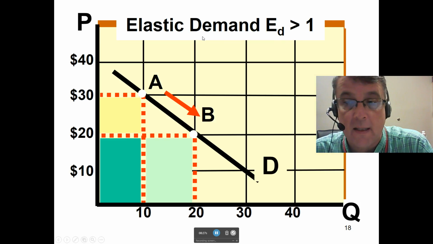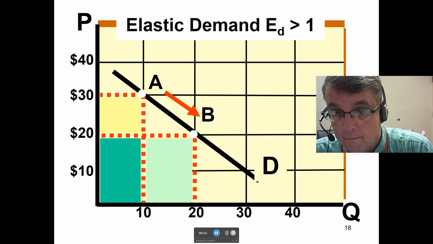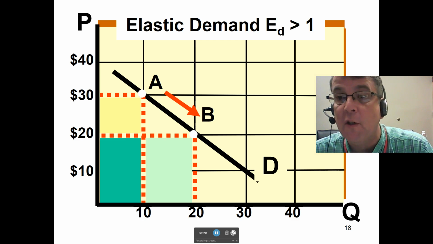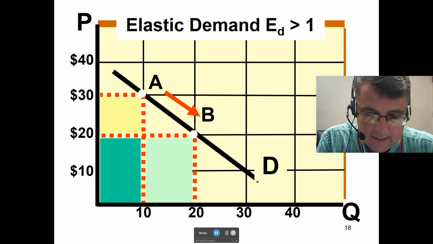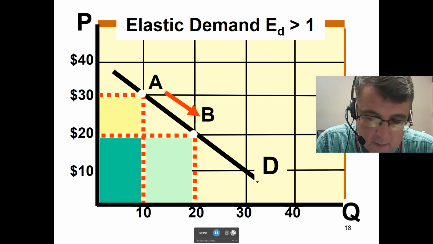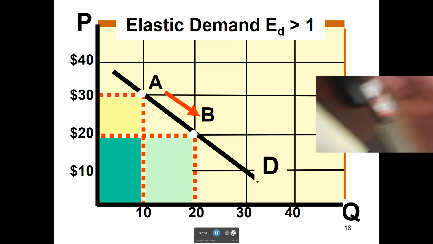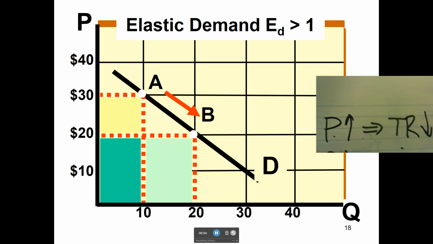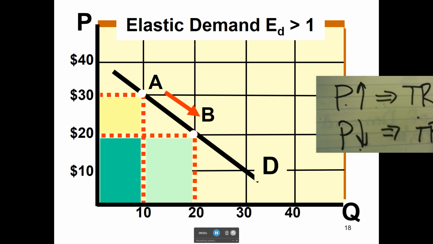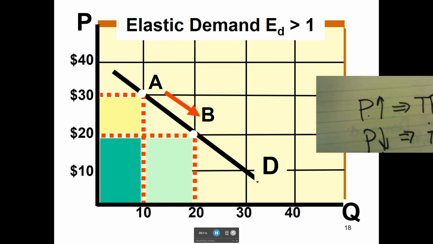Now, one of the interesting things about elastic demand is that when you have elastic demand, there is an inverse relationship between the price of a good and total revenue. So as the price of the good goes up, total revenue for the firm will decrease. As price goes down, total revenue will increase. And that's because total revenue is equal to price times quantity.